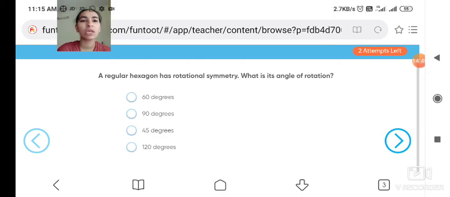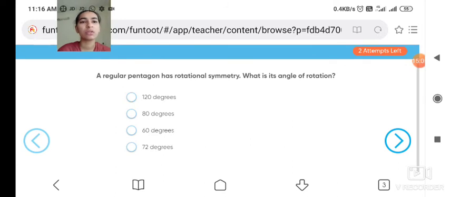Now a regular hexagon has rotational symmetry. Just now in this video we have solved the hexagon question. In that, if we rotate that with 60 degrees, then it shows rotational symmetry of order 6.